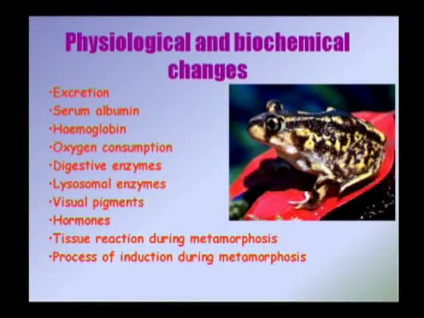Now we will enter into the next subheading, physiological and biochemical changes. What are the physiological and biochemical changes? For our convenient study, we can take each and every aspect: excretion, serum albumin, hemoglobin, oxygen consumption, lysosomal enzymes, visual pigments, hormones, digestive enzymes, and so on. We will try to discuss them one by one.